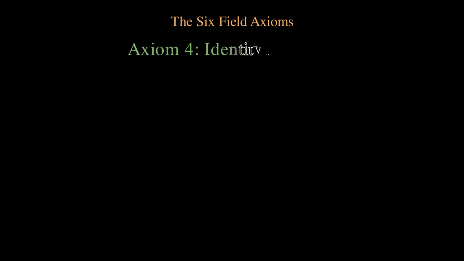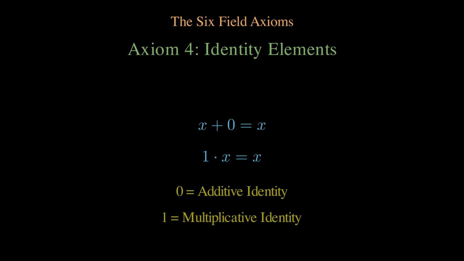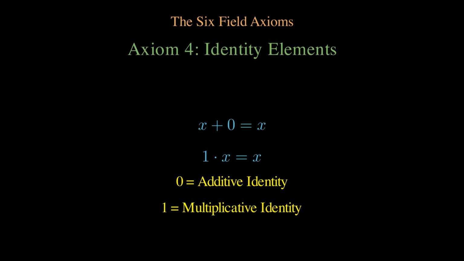Axiom 4 is the existence of identity elements. There exist 2 distinct real numbers, 0 and 1, such that for every real x, we have x plus 0 equals x, and 1 times x equals x. 0 is the additive identity, because adding it doesn't change the number. 1 is the multiplicative identity, because multiplying by it doesn't change the number.